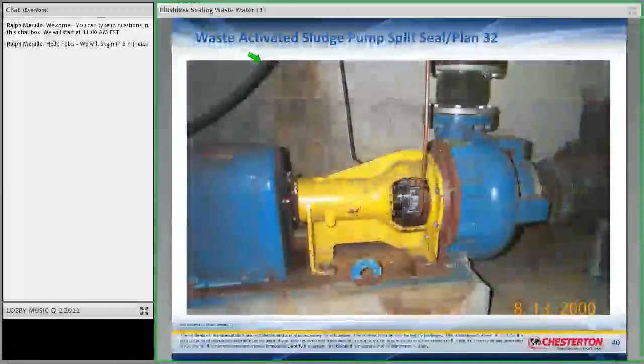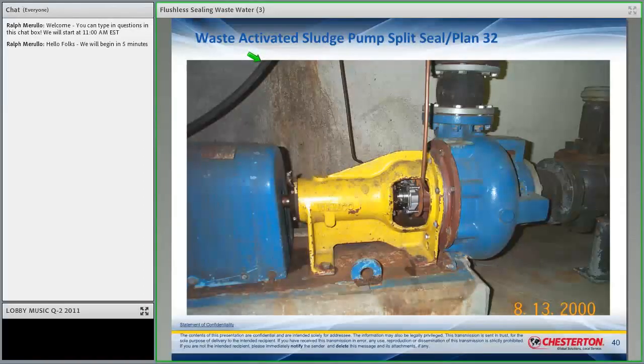Here's another one set up this way, waste activated sludge, and it almost looks like a cartridge seal there. But again, this particular one's flush. What's interesting about this one, and this pump is made for slurries, is the flush line goes into the bottom of the box, right?